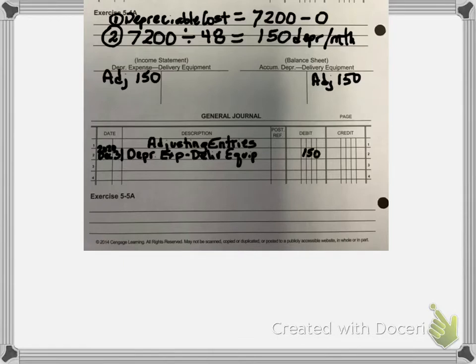$150, and we are going to credit accumulated depreciation, delivery equipment for $150. Okay, so our debits equal our credits. So this is what your adjusting entry for depreciation should look like.